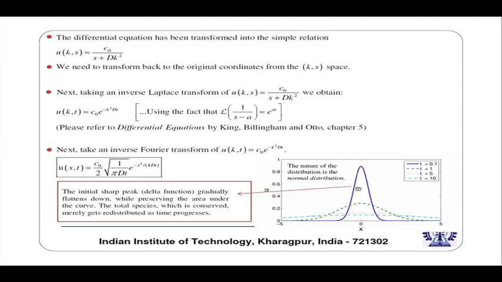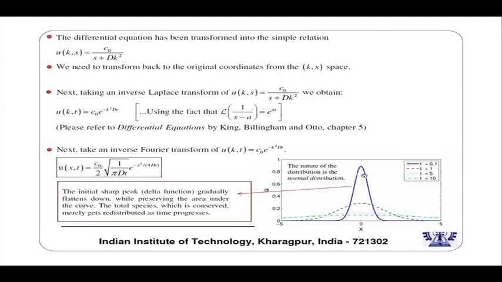Let us say this blue line represents the species concentration at time equal to 0. As time evolves, the different species concentrations will be determined by these other dotted lines, this green line, the red line, all these at different instants of time, which are mentioned in the legend of the figure. So, you can see that the initial sharp peak, which was at t equal to 0, gradually flattens down. This blue line is not at t equal to 0, this is t greater than 0, but slightly greater than 0.